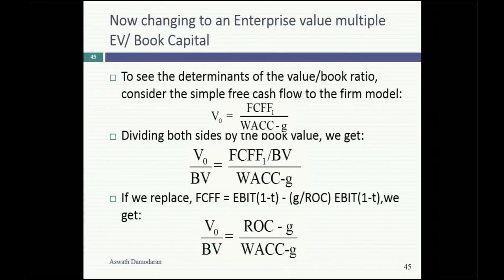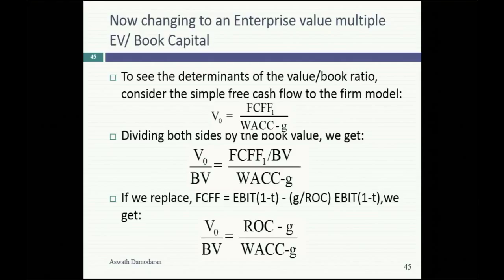So that's the price to book ratio. Let's extend this to enterprise value multiples now. So we've talked about price earnings, PEG ratios, price to book, all equity multiples. We went back to a stable growth dividend discount model. Let's now try enterprise value multiples.